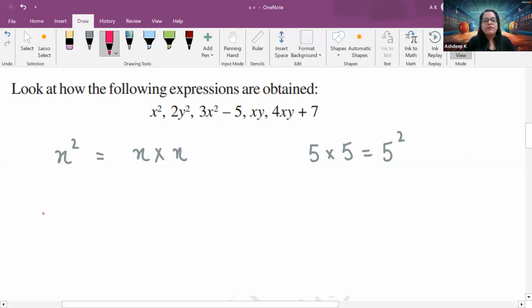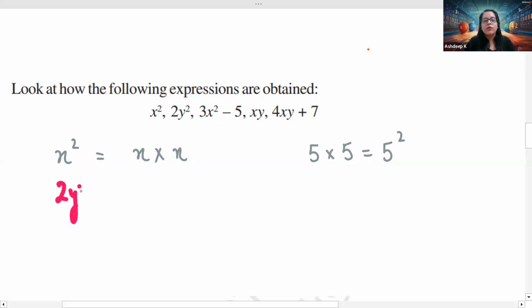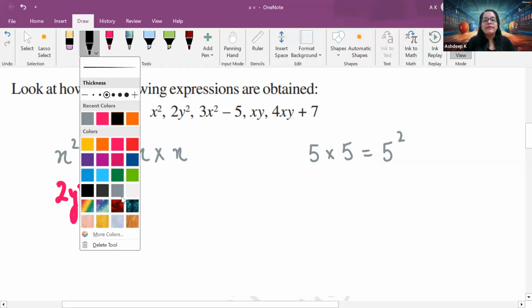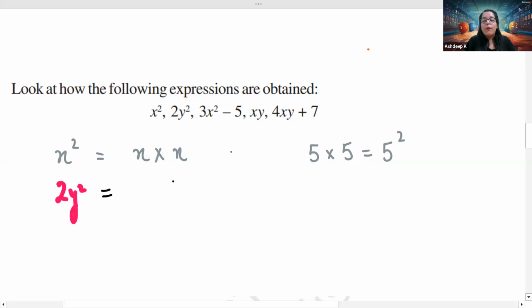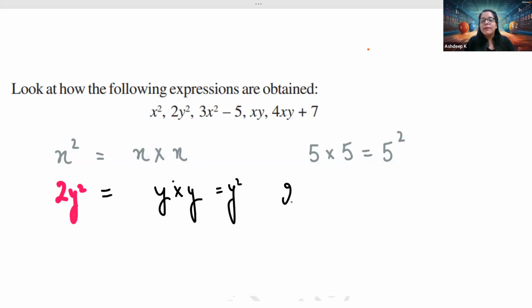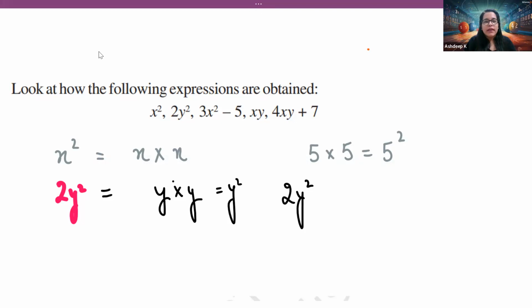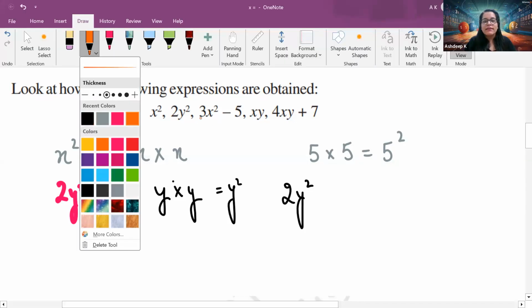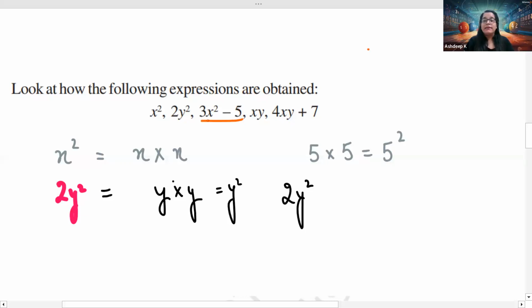Now the next example we have is 2y square. As we can see, y square is y being multiplied by itself, and then we multiplied this y square by 2 to get 2y square, right? Let's try another one. The next one we have is 3x square minus 5.